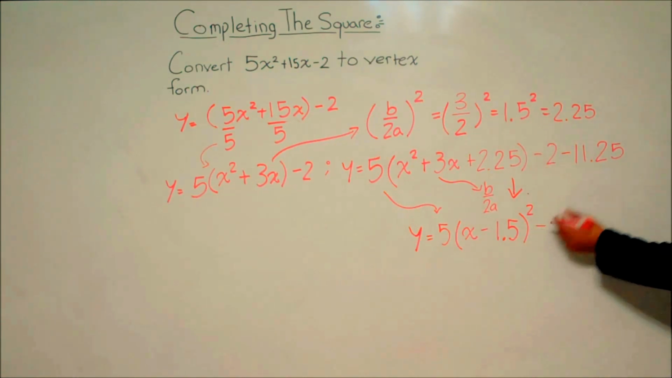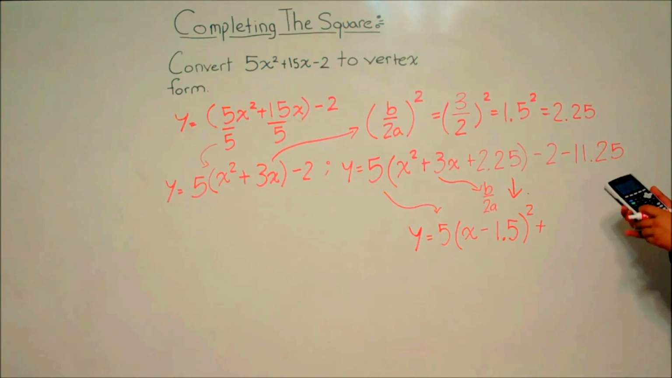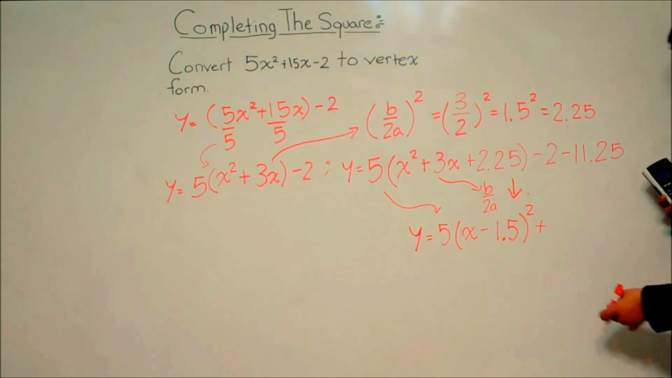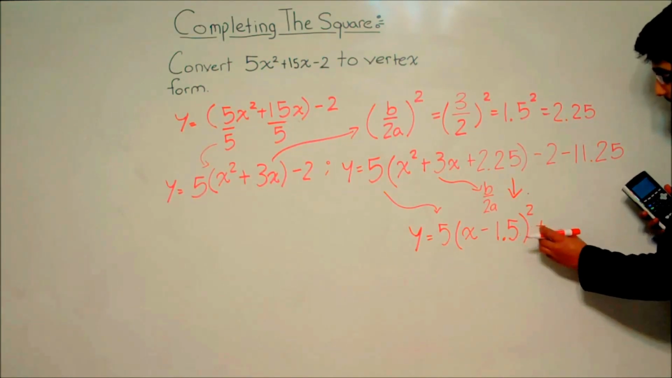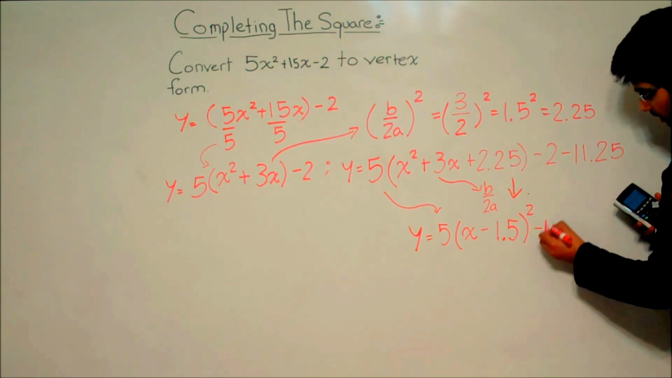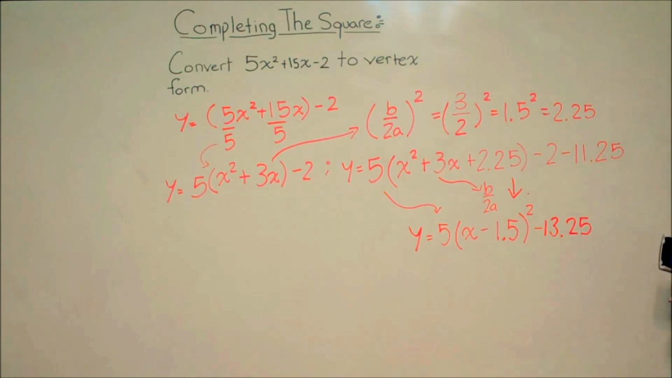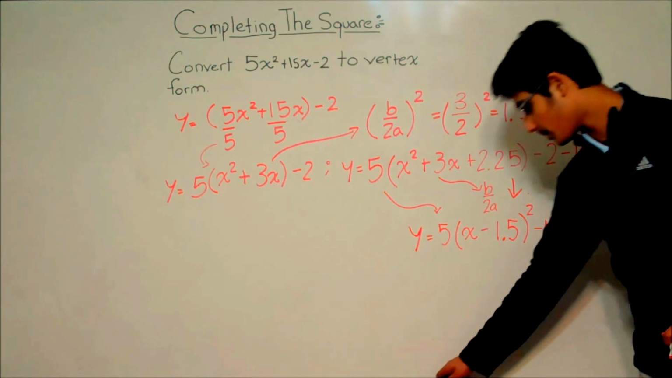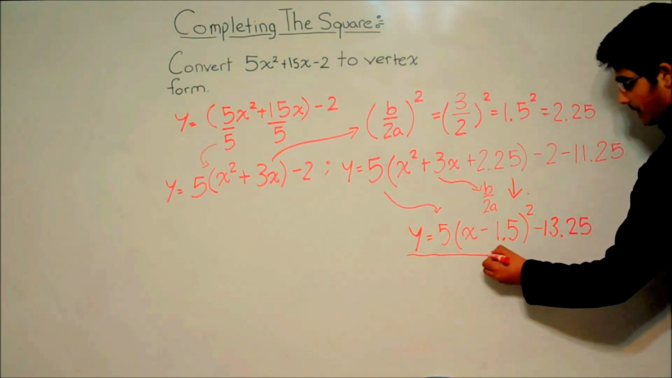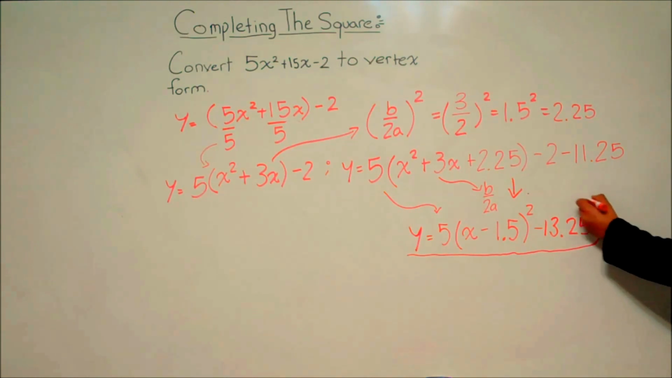Minus, or plus, negative 2 minus 11.25 is negative 13.25. And when we add a negative, we're just subtracting 13.25. So the answer to this problem is y is equal to 5 times, in parentheses, x minus 1.5 squared, minus 13.25.